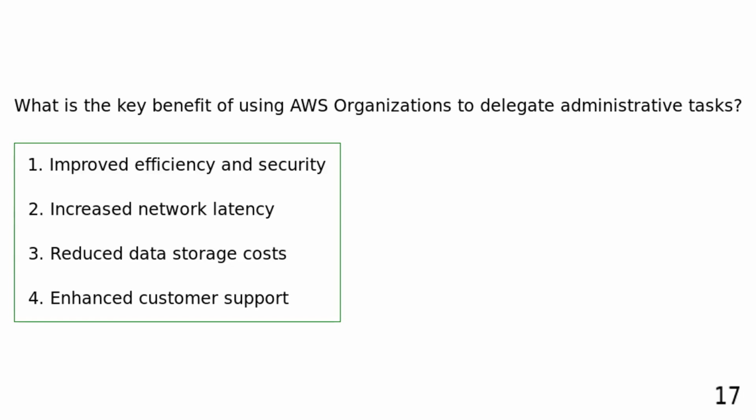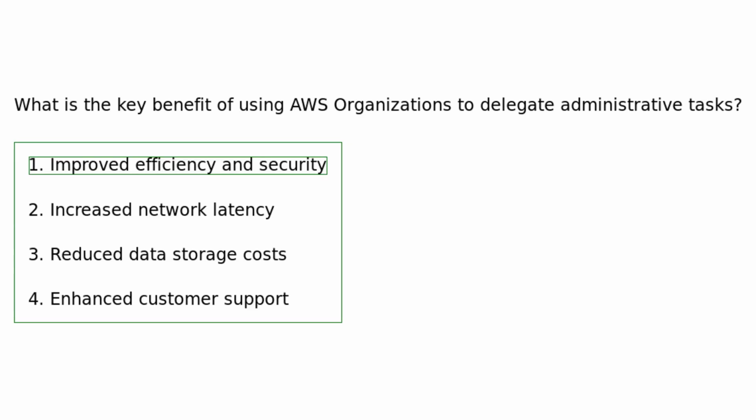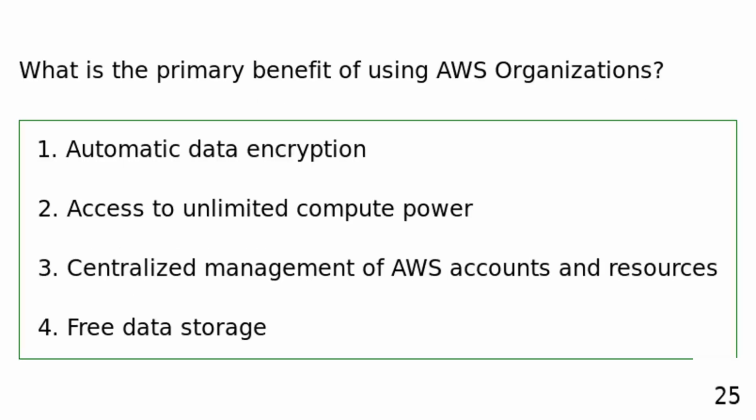Improved efficiency and security. Increased network latency. Reduced data storage costs. Enhanced customer support. AWS Organizations allows for delegation of administrative tasks to different teams, resulting in improved efficiency and enhanced security across the organization. What is the primary benefit of using AWS Organizations?